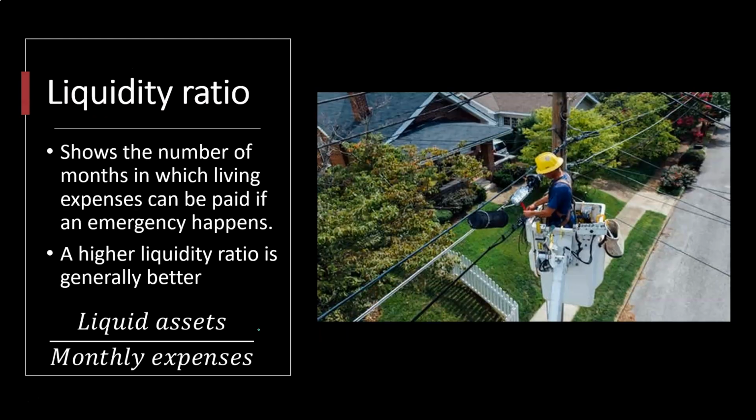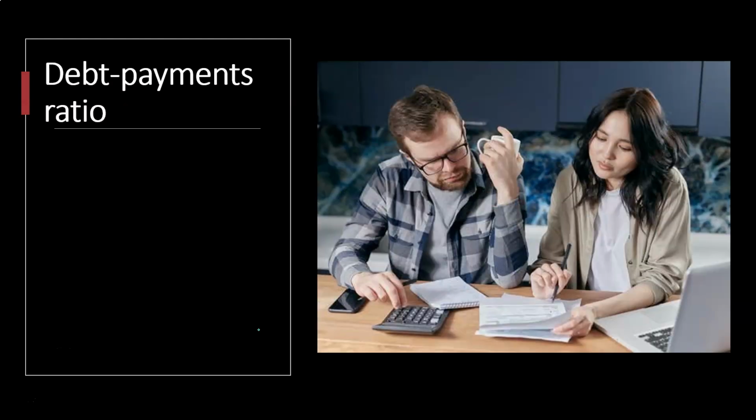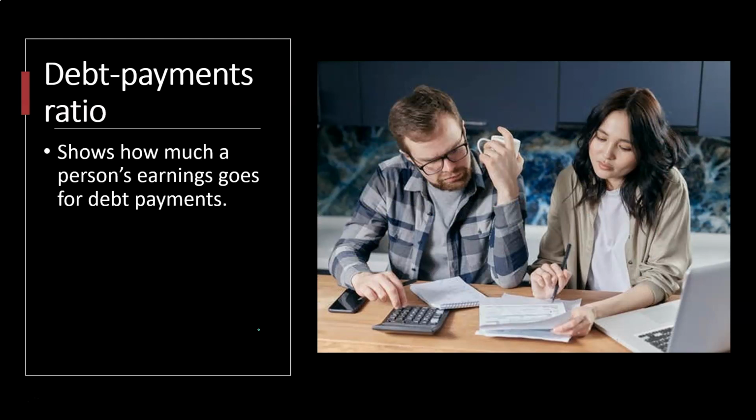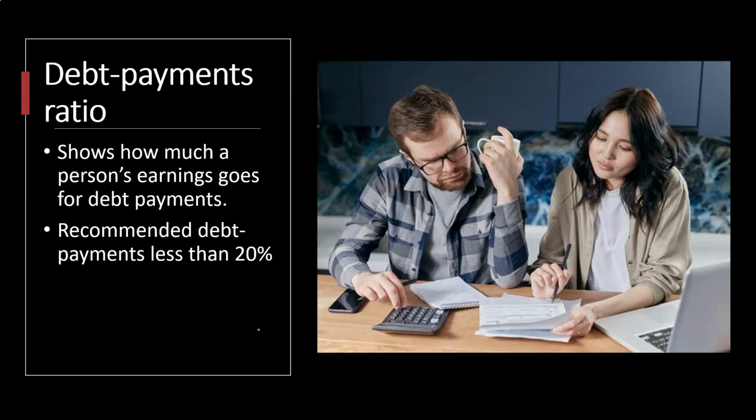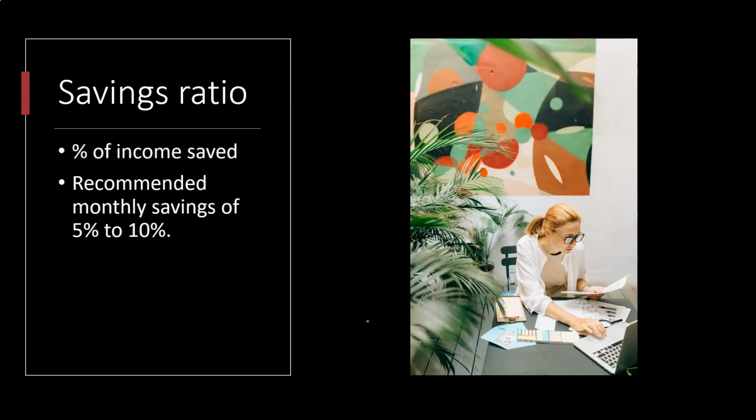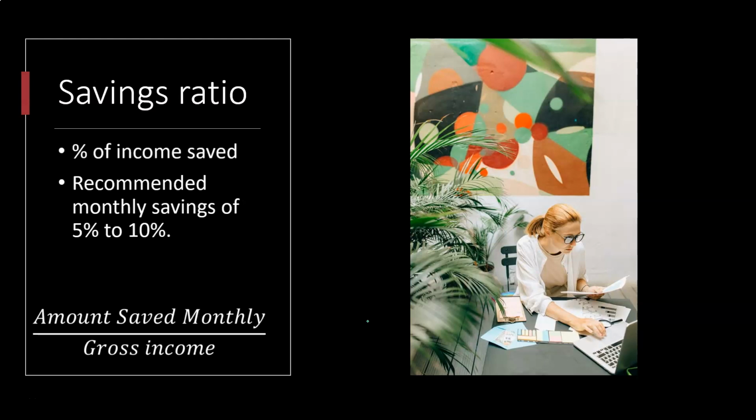And obviously this one would be another one that you might see quite commonly if you're trying to get a loan or financing in some way. You can expect the bank or something like that to be looking at similar kinds of ratios. So the debt payment ratio shows how much of a person's earnings goes to debt payments. Recommended monthly savings are 5% to 10%. That, of course, can change depending on your particular circumstances and what your goals are. So the ratio would be the amount saved monthly divided by gross income.